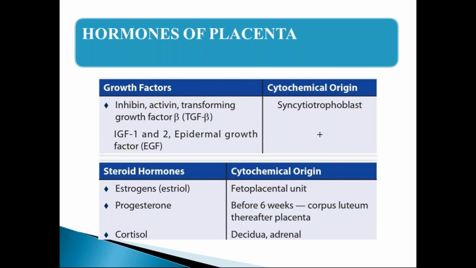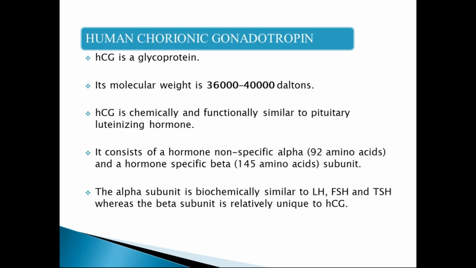And the main steroid hormones are estrogens, progesterones, and cortisol. Estrogen comes from the fetoplacental unit, which we are going to learn about in later slides. Progesterone, before 6 weeks, is synthesized from the corpus luteum, and where the luteal placental shift happens after 6 to 8 weeks, progesterone is synthesized from the placenta. Cortisol comes from decidua and adrenal glands. So the prior hormones are protein hormones, and these three are the major steroid hormones which are synthesized from the placenta and help during pregnancy.